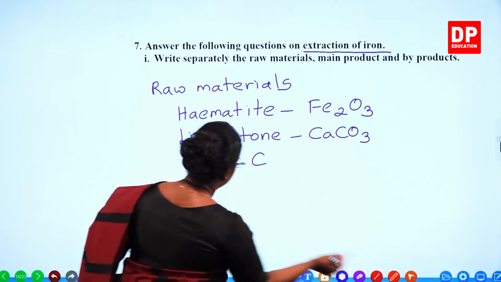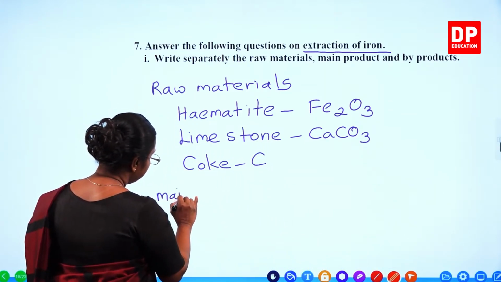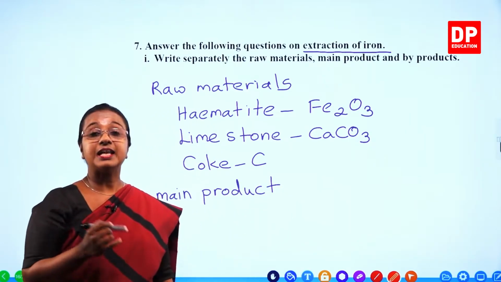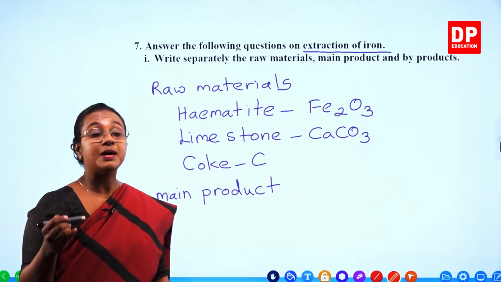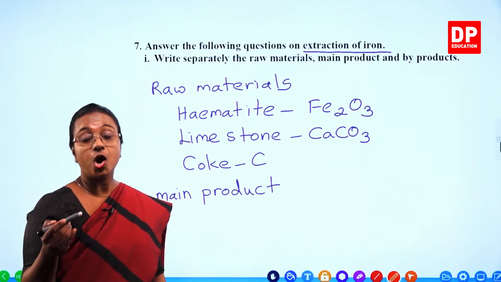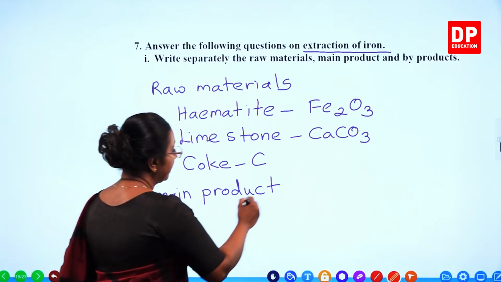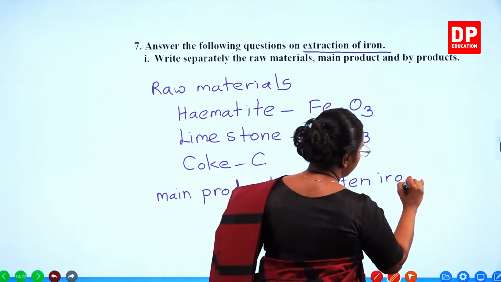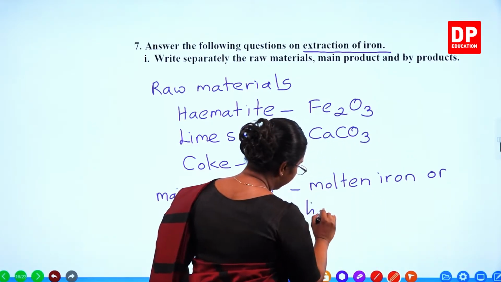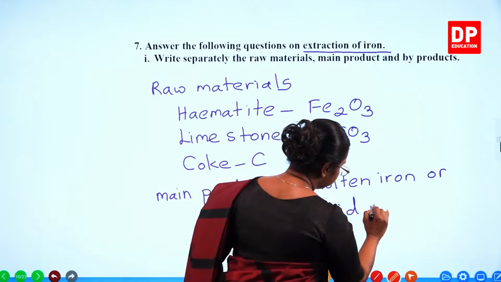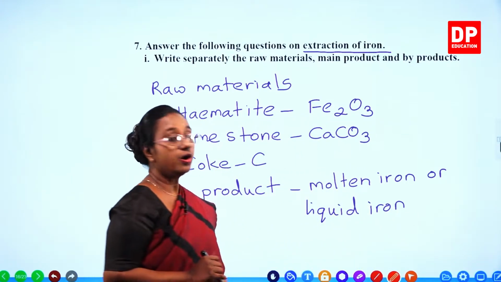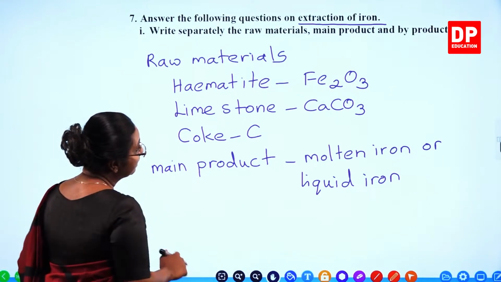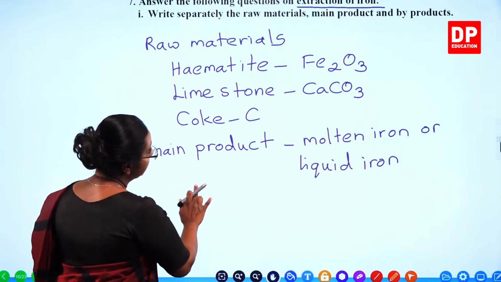Then what is the main product? The process is to extract iron. We do extract it, but in the form of molten iron or liquid iron. So here the main product is molten iron, or you can say liquid iron. That is the main product. Then we need to write the byproducts. What are the byproducts?